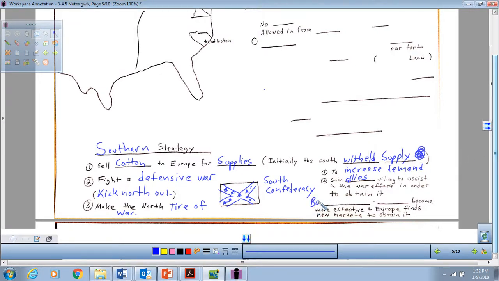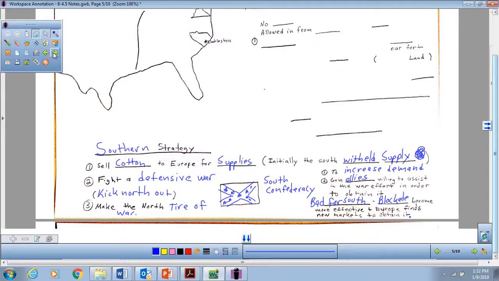However, this strategy proved bad for the South. Because what happened is, as they waited, the blockade became stronger and stronger, and they couldn't even get their ships out to trade as much. And then Europe, England, and the other places that wanted the cotton found new markets to obtain it. For instance, the English would get it from the jewel of their empire, India, and maybe even Egypt.